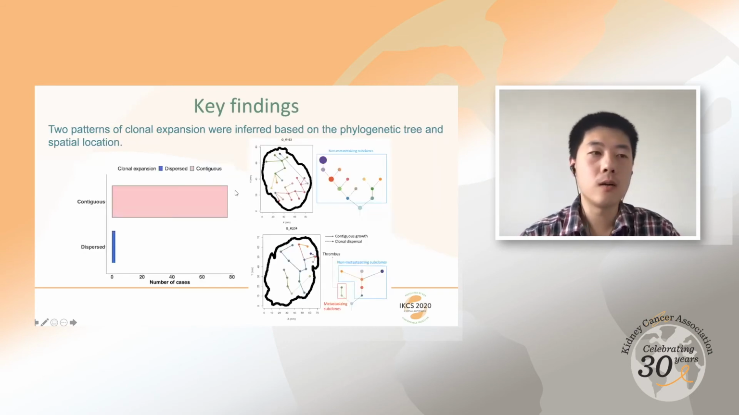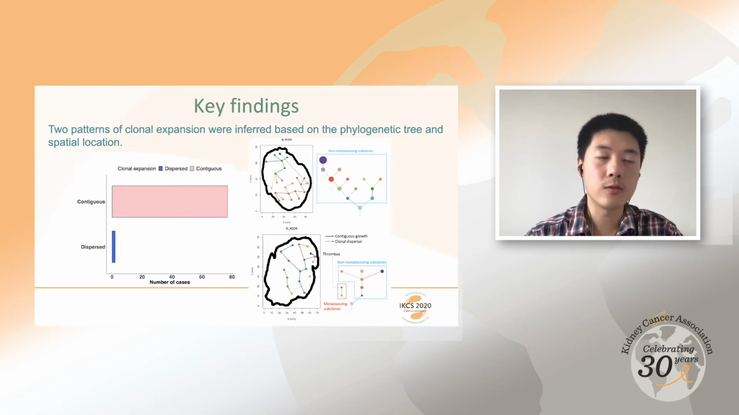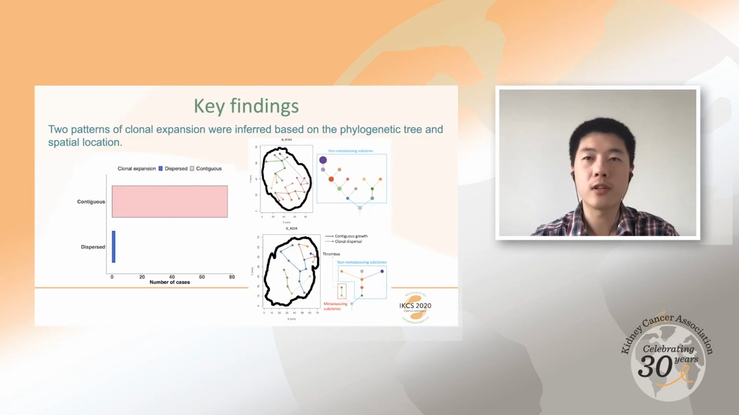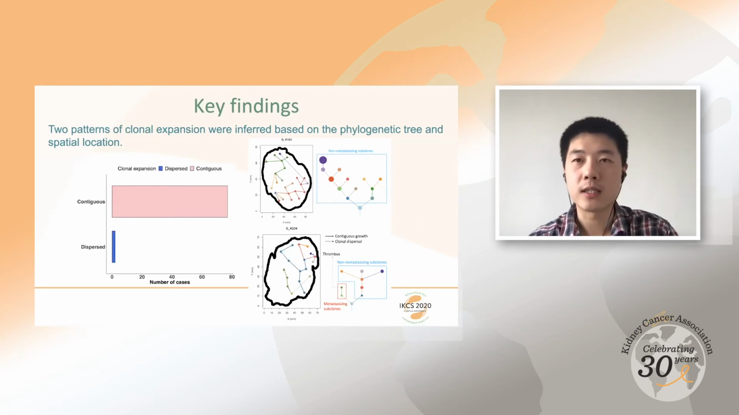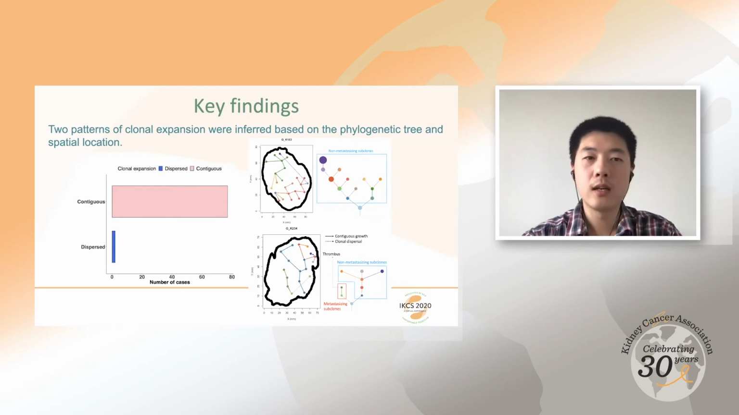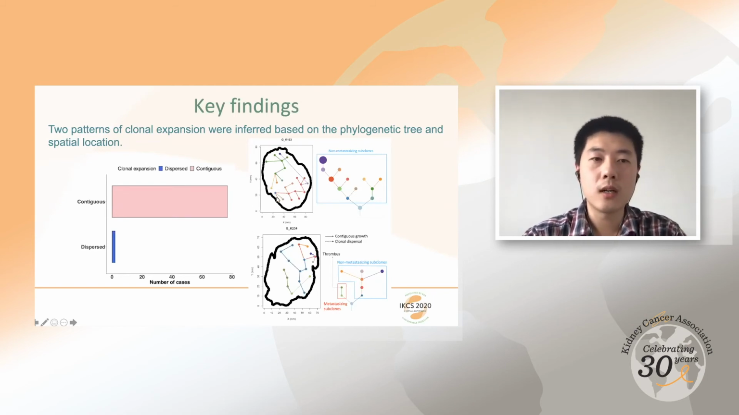And finally, the directions of growth were inferred based on the phylogenetic trees and the tumor maps we generated, and two types of dynamic modes of spatial growth were found in our cohort, namely spatially contiguous growth and dispersal-driven growth. So in our cohort, most of the clones follow the contiguous growth pattern, where the same clone expands contiguously, or parent clones give rise to child clones and expand contiguously one by one.